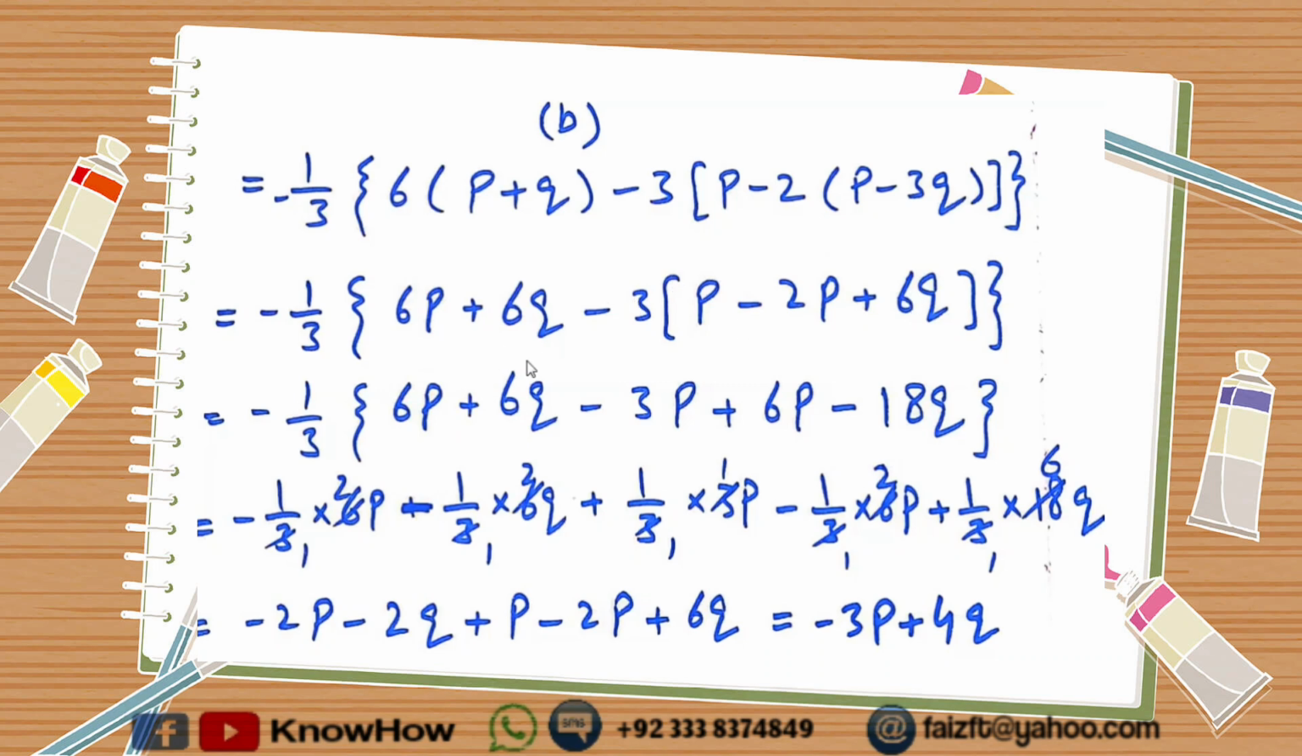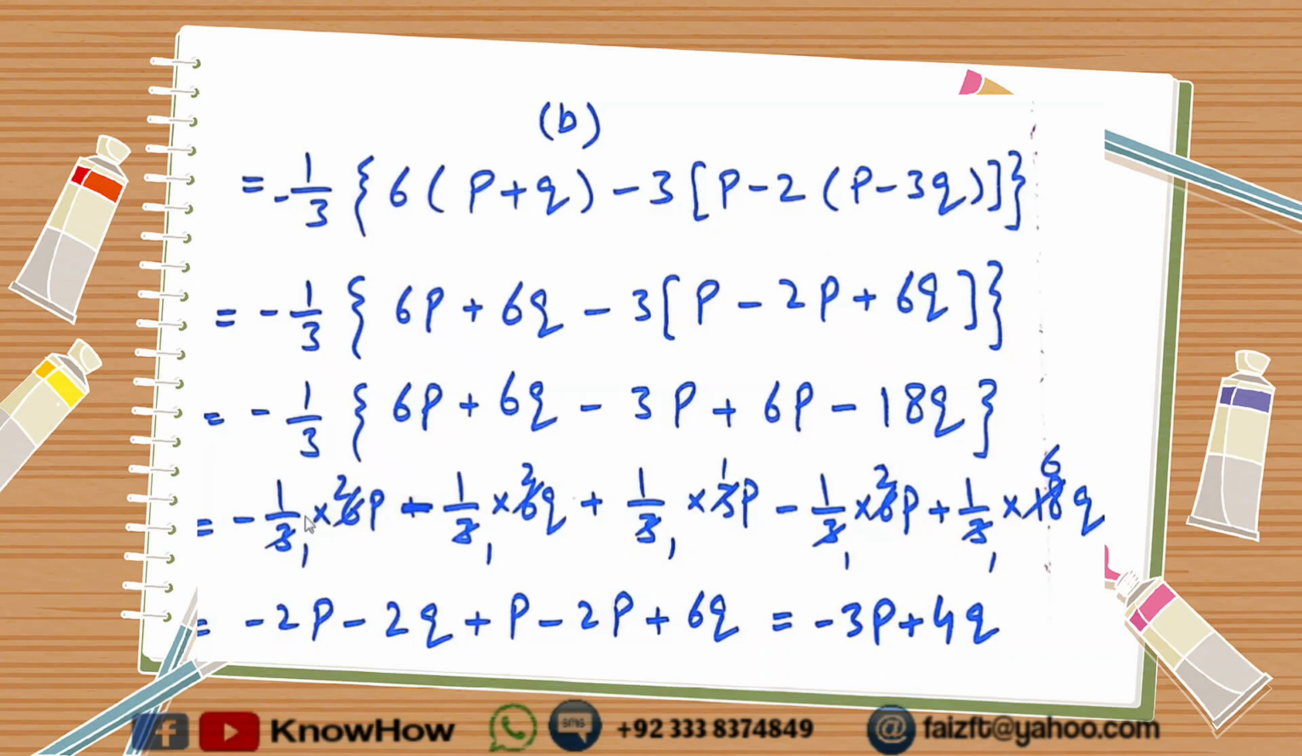The next step is to multiply this 3 with the inside of this bracket. So minus 1 over 3 bracket start 6p plus 6q minus 3 into p is 3p, minus minus is plus, and 3 twos are 6p, and again plus minus is minus, and 6 threes are 18q, and then the bracket is closed. So whatever is present inside of the bracket has been solved. Now you can multiply these numbers with the number present outside of the bracket, that was minus 1 over 3.